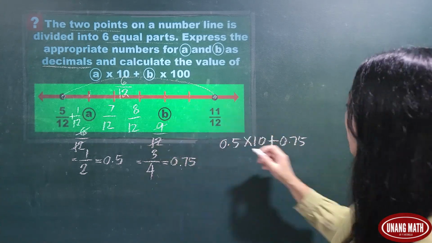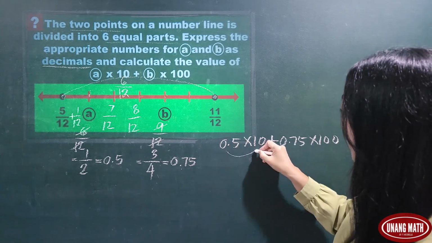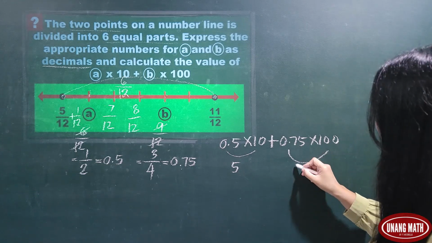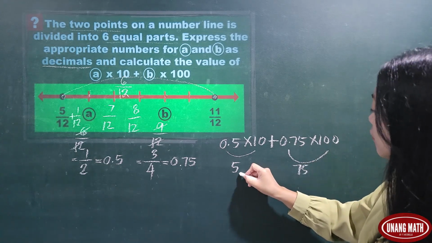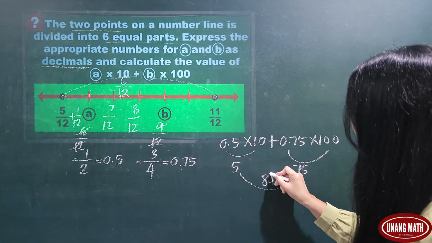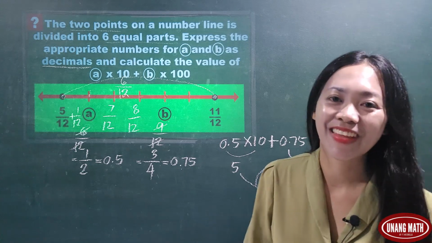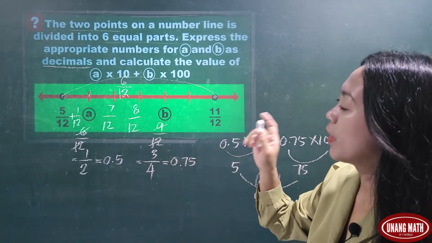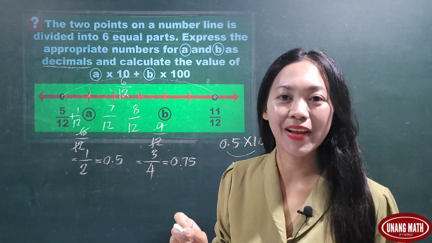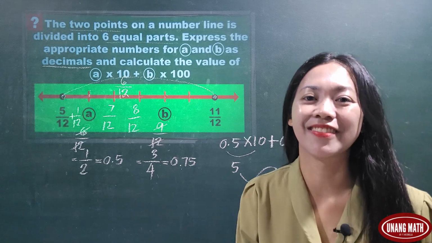0.75 times 100. Okay, 0.5 times ang 10, this is 5. Okay, 0.75 times 100, ito ay 75. So, ang 75, or 5 plus 75, ang sagot dito ay 80. So, ang sagot natin ay 80. So, in this kind of problem, we need to know the fraction and its equivalent in decimal and solve the equation.